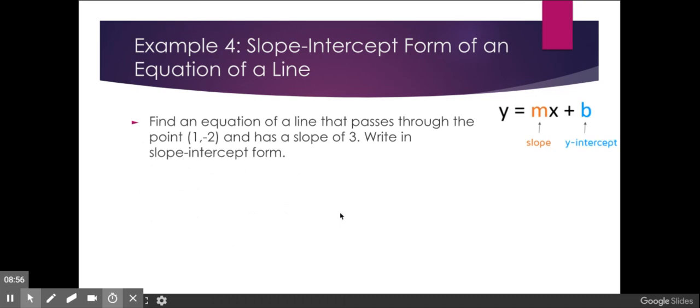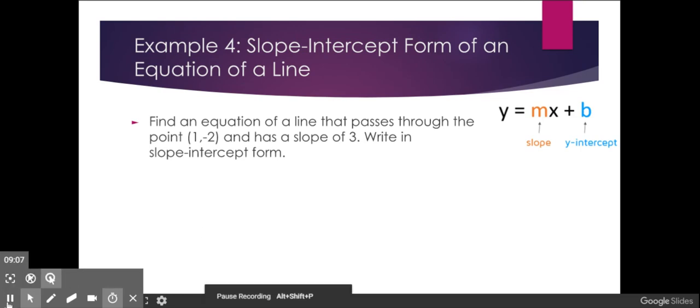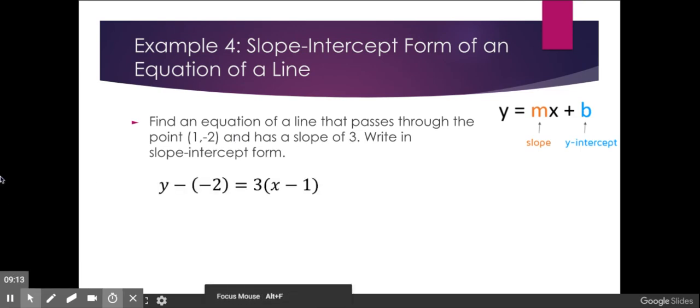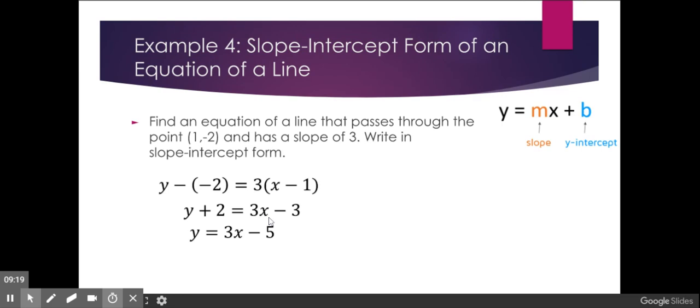This example, find an equation of a line that passes through the point and has a slope of 3, right in slope-intercept form. So we want to start out by putting this into point slope form because we're given a point and we're given a slope. So there, point slope form, and then we simplify. The double negative becomes plus, and we distribute the 3. And since we want to write it in slope-intercept form, our last step is to solve for y. We want to move everything over to one side and have y on the other. And so when we subtract 2 from both sides, we get y equals 3x minus 5. Keep in mind, you only subtract it from the like term.